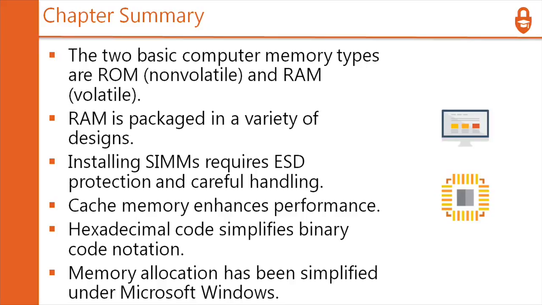And then cache memory enhances performance. It speeds things up, right? As data moves closer to the processor, we're going to store it in faster and faster cache so the processor can get it as it needs it, right? So that's how that works.